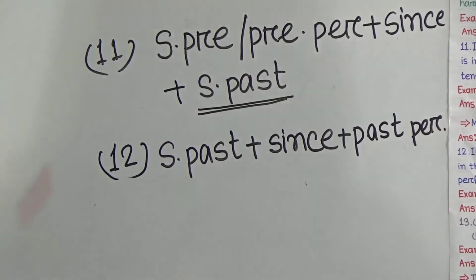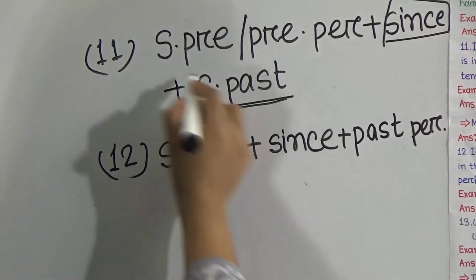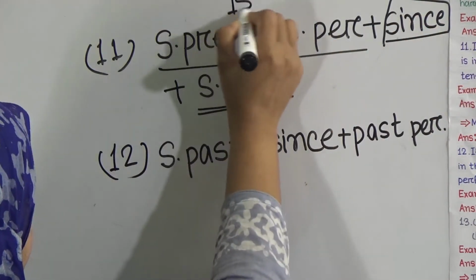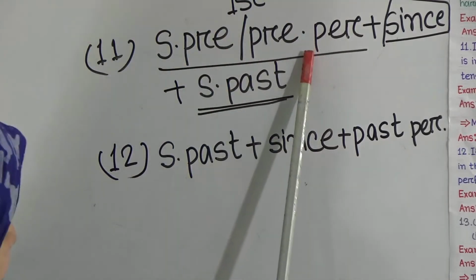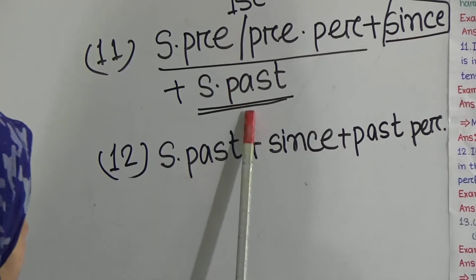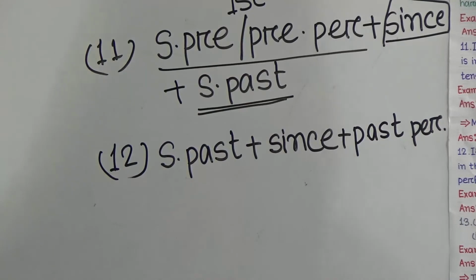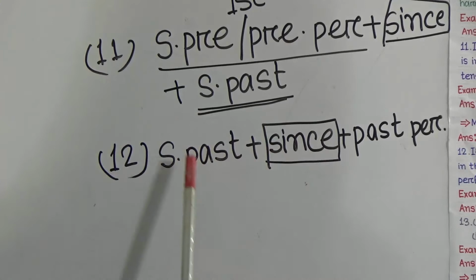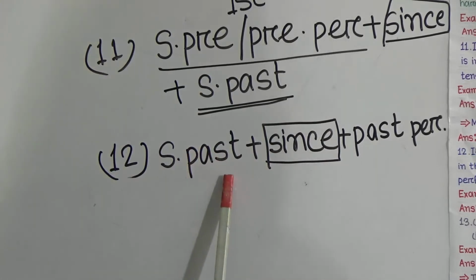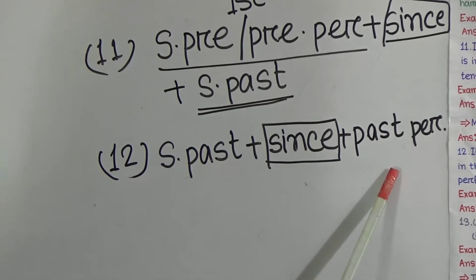Isn't it easy? So for rule 11, if we find the sentence with the word since, the first part will be in simple present tense or present perfect tense. So second part must be in simple past tense. And rule number 12, if again we find since in any sentence and the first part is in simple past tense, we have to use past perfect in second part.